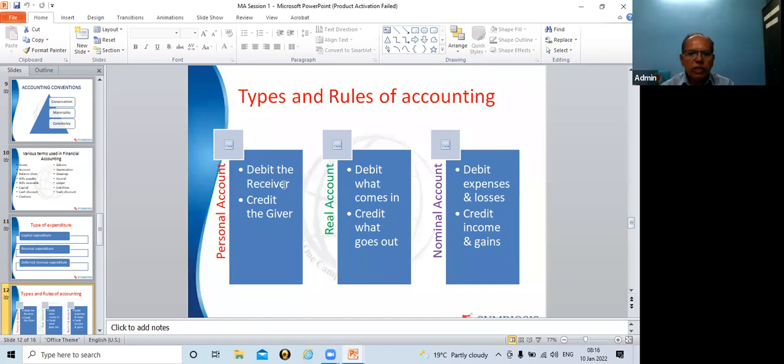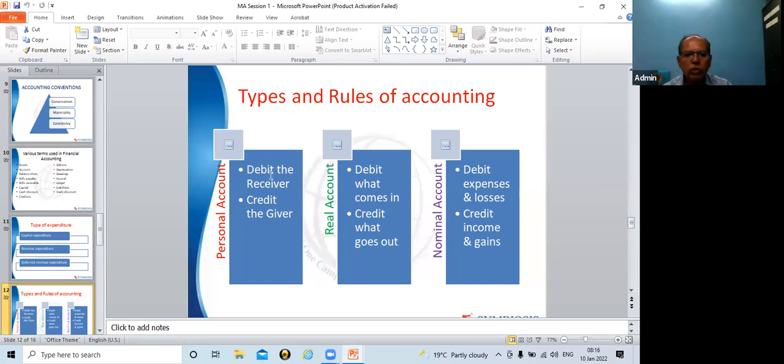A person who is receiving from our business, their account should be debited. And a person who is giving to our business, maybe loan, maybe financial assistance, whatever, their account simply should be credited. Credit the giver. So debit the receiver, credit the giver. This is the rule for personal account.